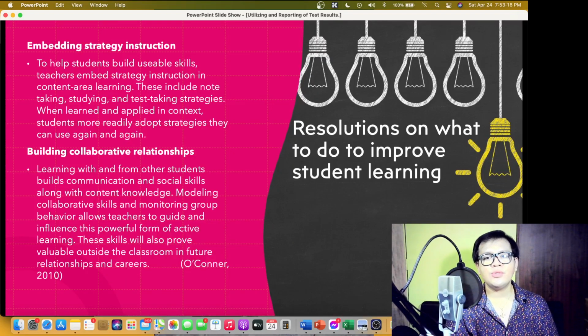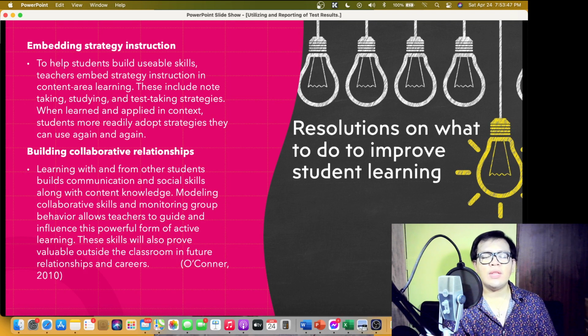And we also have resolutions on what to do to improve student learning. So O'Connor of 2012 also added embedding strategy instruction, in which we have to help students build usable skills. Teachers embed strategy instruction in content area learning. These include note-taking, studying, and test-taking strategies. When learned and applied in context, students readily adopt strategies they can use again and again.